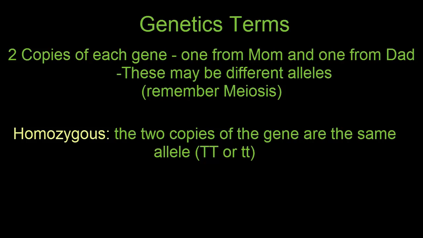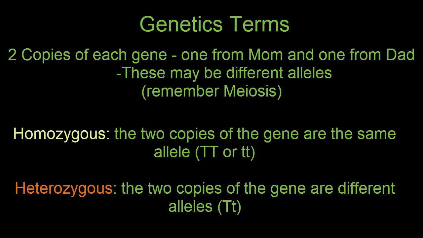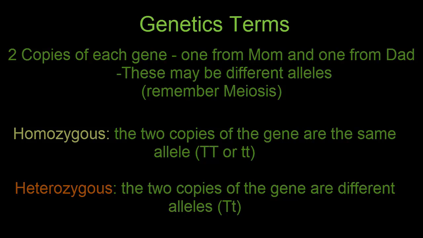If your parents, say mom gives you the capital T and dad gives you the lowercase t, and you have the 2 different versions of the allele, you are heterozygous. Remember, hetero means different, and zygous refers to the zygote. So, different zygote, same zygote. If you have 2 of the same alleles, or 2 of the same versions, you're homozygous. 2 different versions, heterozygous.